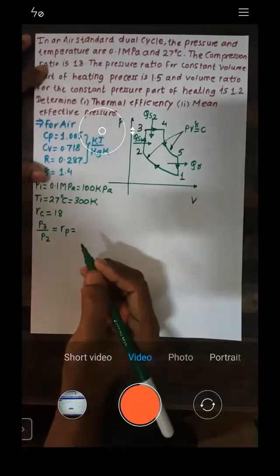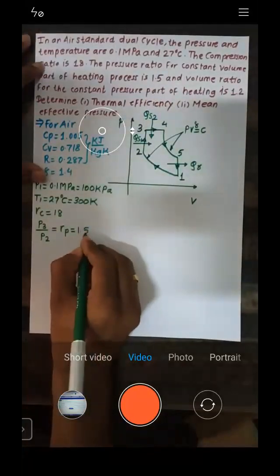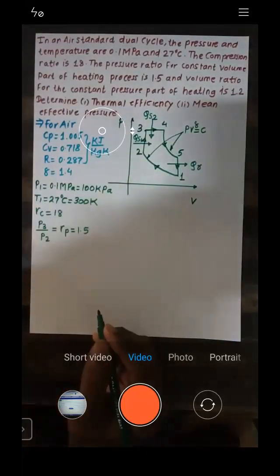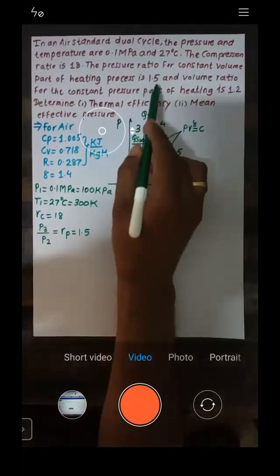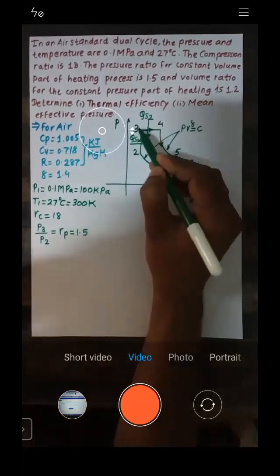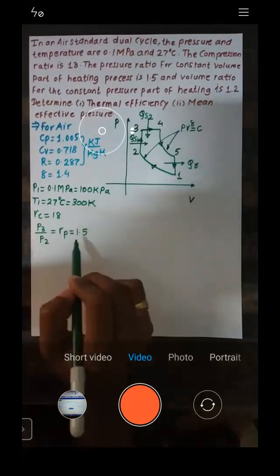How much pressure ratio is given? 1.5. You can see the pressure ratio for the constant volume part of the heating process is 1.5. It is the ratio of P3 by P2, it is called RP, and it is given as 1.5.